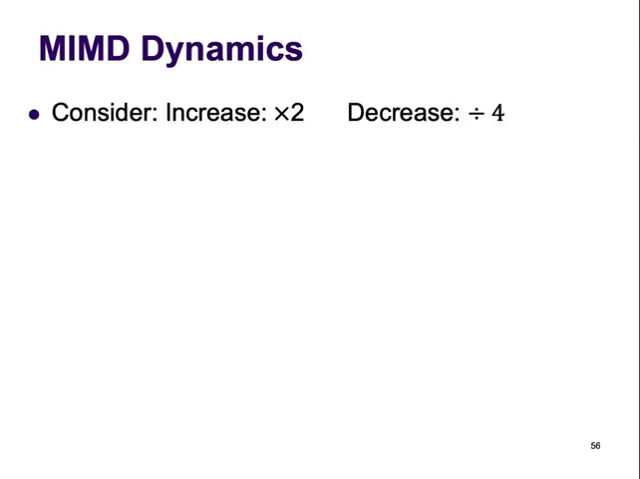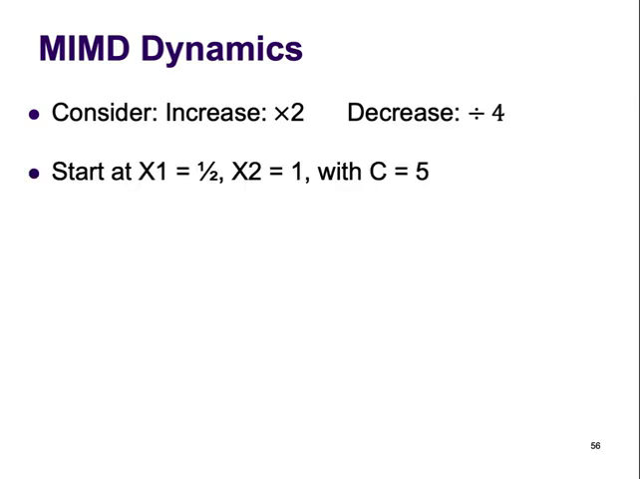If we do the same kind of example with MIMD, and I'm going to do it fairly fast, but stop me if you have any questions. Now with MIMD, I'm going to increase, let's say in this example, 2x, and I'm going to decrease by dividing by, let's say, 4. And if I start with a rate where x1 is half and x2 is 1, and my capacity is 5, let's walk through that again.